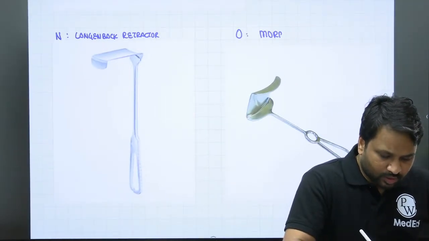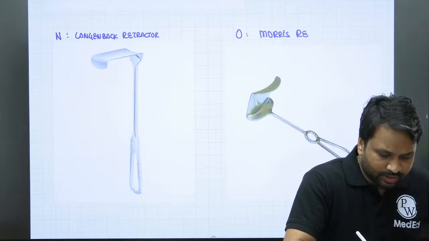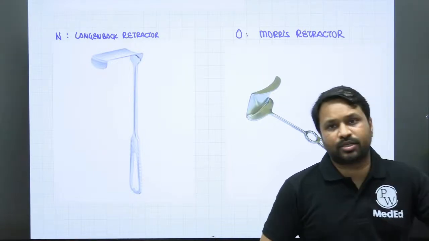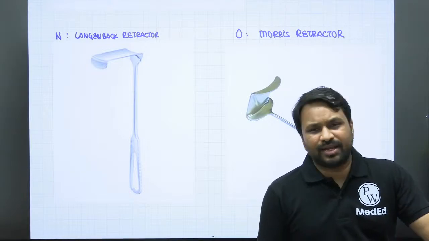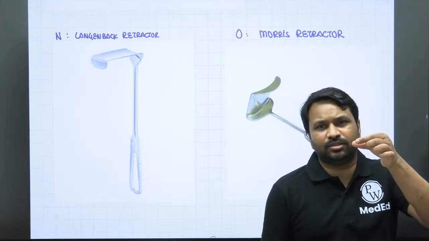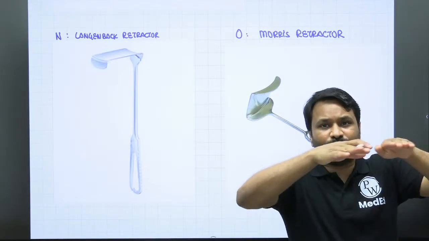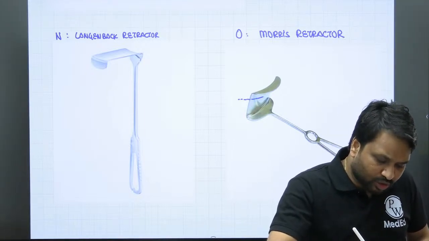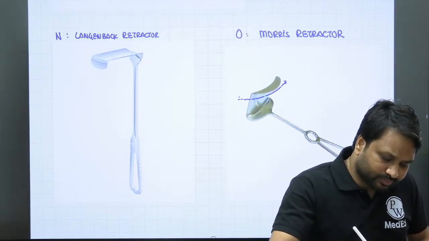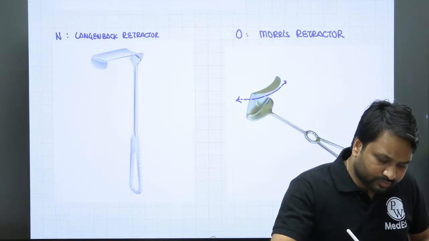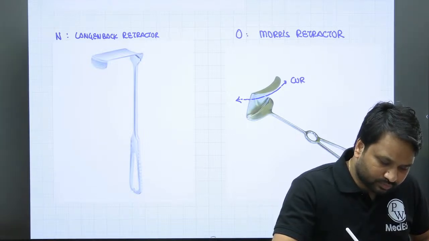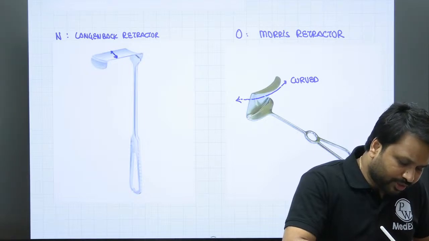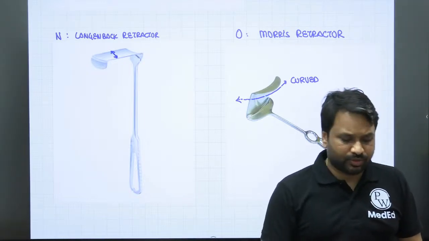This is your Morris retractor. So Langenbeck and Morris. Langenbeck will have a very thin blade. Morris will have a more widened and more curved blade. So you can see in the Morris, it will have this curved appearance. Langenbeck is going to be straight.